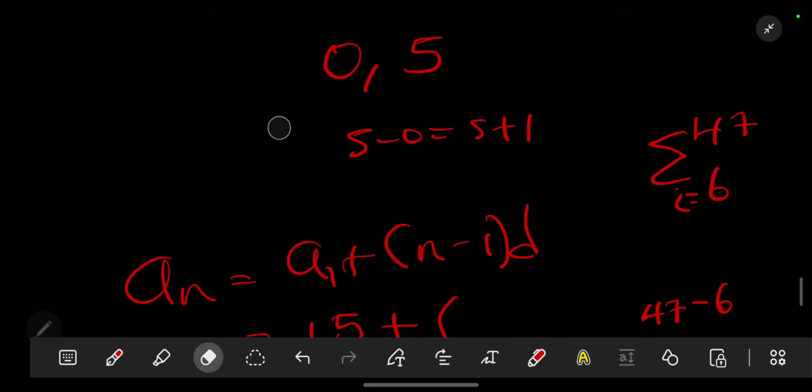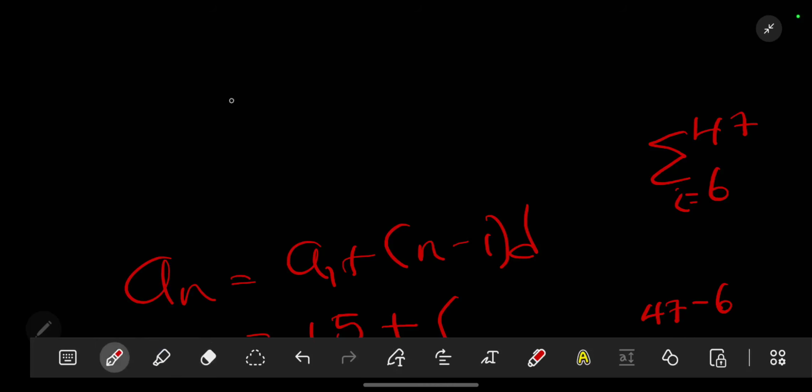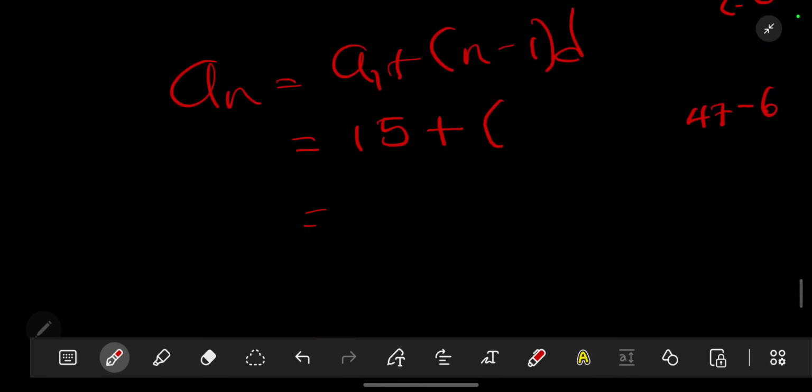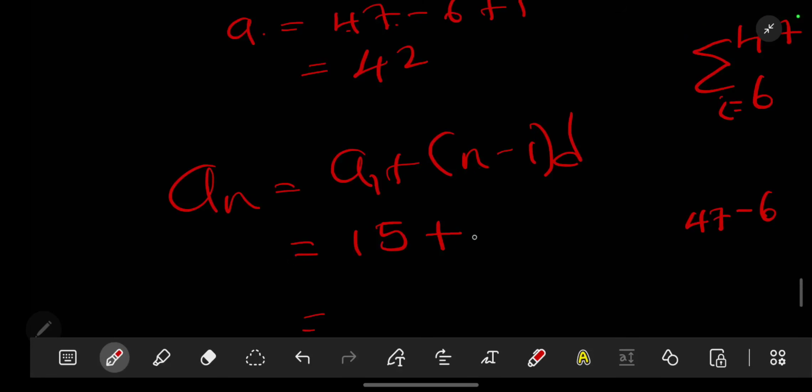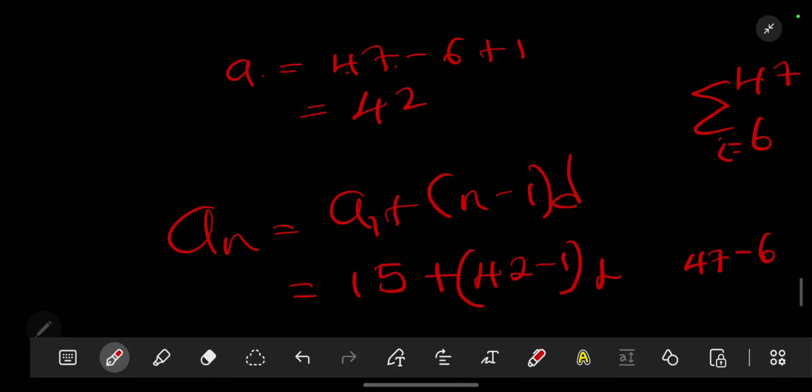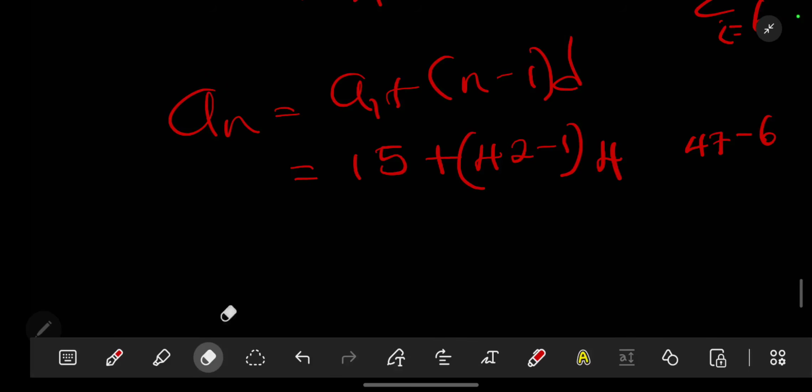Let's write it properly. We have our terms. We have 47 minus 6, we add 1, which will be 47 minus 6 is 41, plus 1, that will be 42. So our n is 42, and we have 42 minus 1 times our common difference, which we found to be 4. So this gives us a value equal to 15 plus 42 minus 1, that will be 41. Then we have times 4.